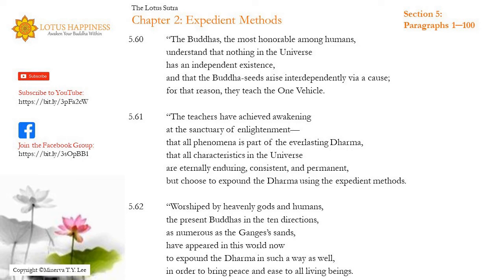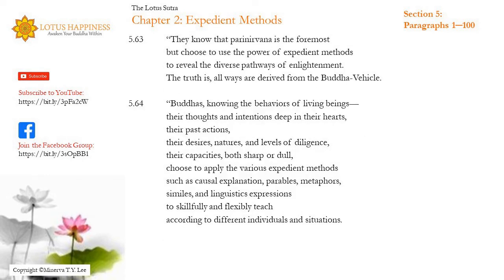The present Buddhas in the 10 directions, as numerous as the Ganges' sands, have appeared in this world now, to expound the Dharma in such a way as well, in order to bring peace and ease to all living beings. They know that parinirvana is the foremost, but choose to use the power of expedient methods to reveal the diverse pathways of enlightenment. The truth is, all ways are derived from the Buddha vehicle.